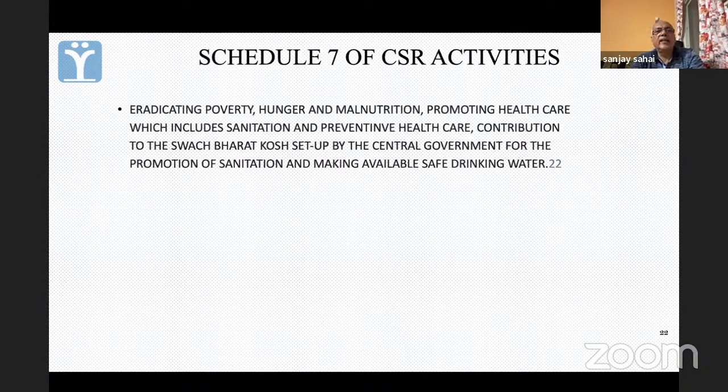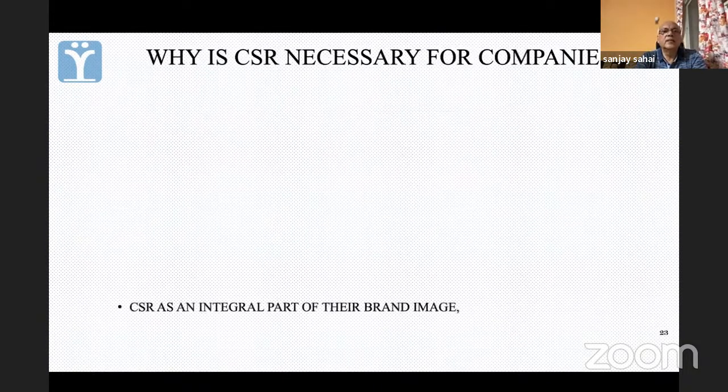For example, eradicating poverty, hunger and malnutrition, promoting healthcare, which includes sanitation and preventive healthcare, contribution to the Swachh Bharat Kosh, set up by the central government for the promotion of sanitation. ये आजकल की चीज है. कि भाई खुद मैं करना नहीं चाहता हूं, मैं सरकार को पैसे दे देता हूं. Even that is done.